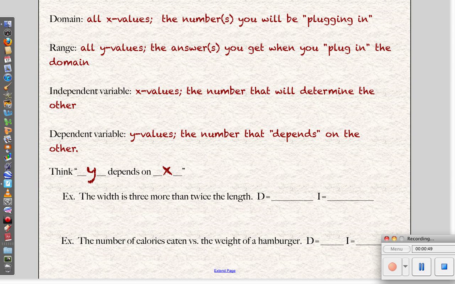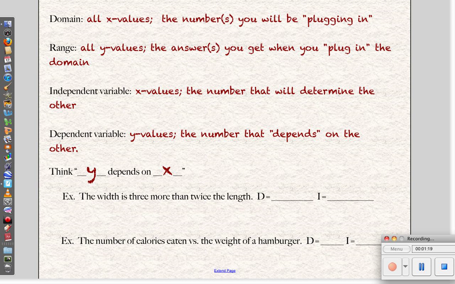The independent is the x values. That's the number that's going to determine the other one. And then the dependent is the y values. Think about what depends means. Not the diaper things, but when you're a baby, you are dependent on your parents. So you depend on them for everything. So the y values depend on what the x value is. So whatever number I put in, do the math to it, that will tell me what the y value is.